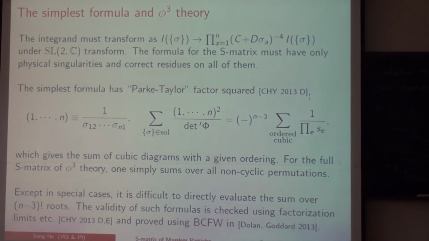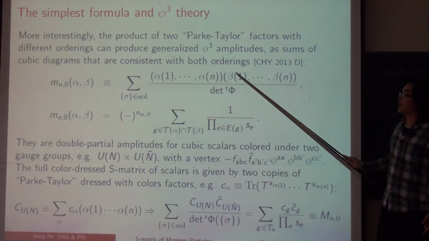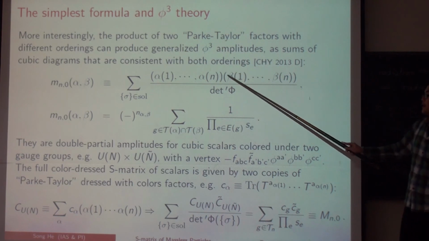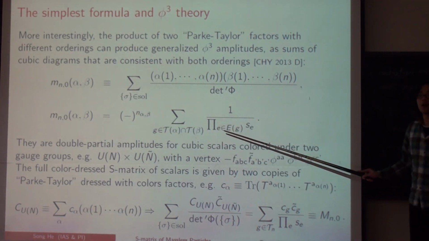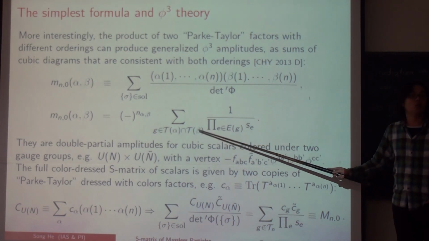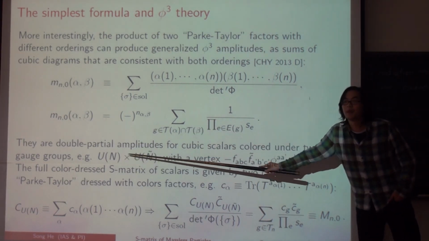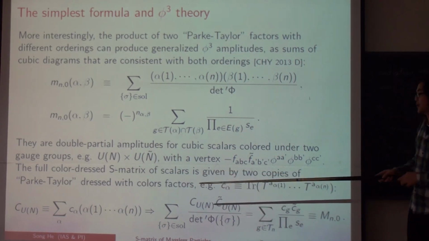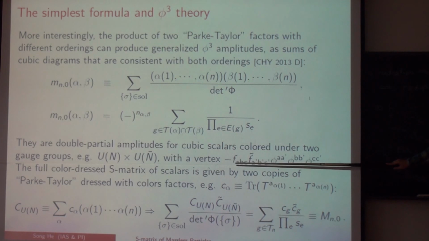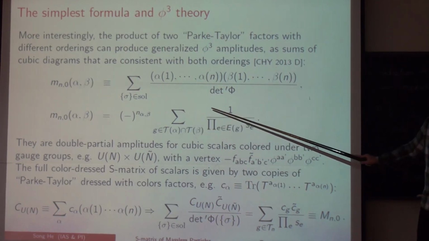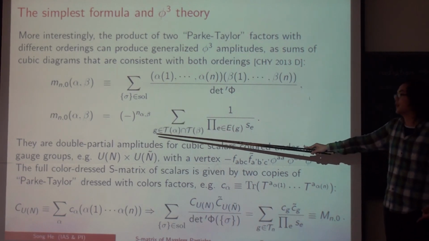Okay? So let's go further. Slightly more interesting. What if I take 2 copies of Parke-Taylor with different ordering? I mean, this is allowed. This is allowed, has the correct SL2C weight and so on. And I sum over the solutions with the Jacobian. This turns out to give me the sum over cubic diagrams that are both consistent with ordering alpha and beta. And what are they? They are actually basic ingredients for phi cube theory with 2 gauge groups. So this is the most natural generalization of the simplest phi cube theory, which is phi cube theory colored under 2 gauge groups with these interaction vertices. So if you sum over the Feynman diagrams for this, you'll find that it's given by summing over pairs of scatterings with color factors, and this is the so-called double partial amplitudes that is given by our formula.